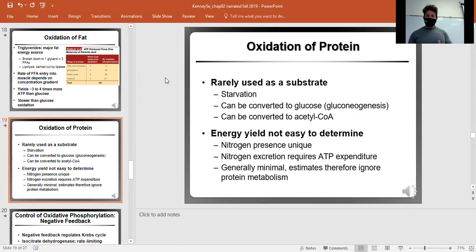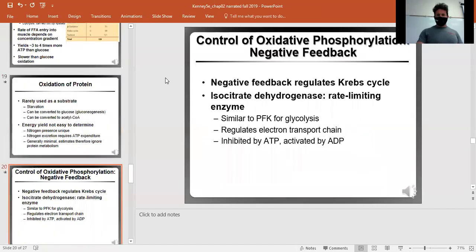Whenever we create new glucose from either glycerol, lactate, or proteins, we refer to that as gluconeogenesis, or converting into acetyl-CoA. Now, it's really, really hard to figure out because we've got nitrogen that we're going to be naturally breaking down all the time from just protein being metabolized and utilized for a number of different roles in the body. Therefore, we're not really going to ever consider this to be a major contributing factor for your exercise performance.